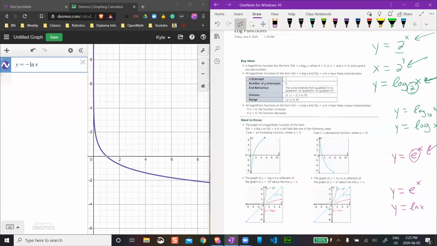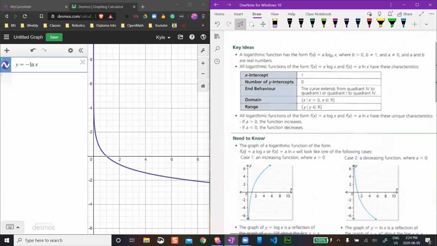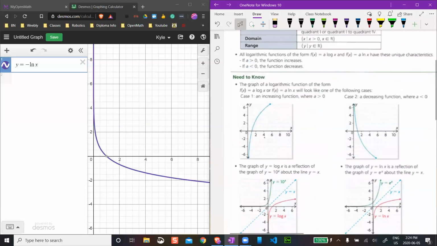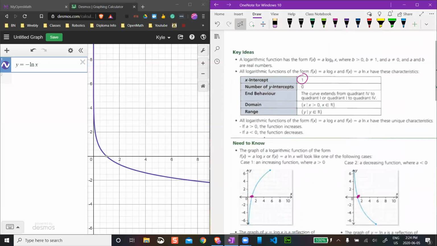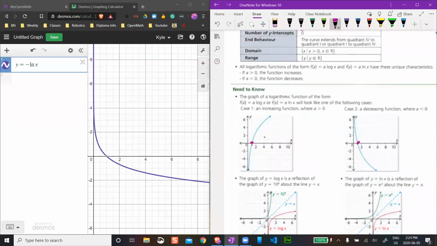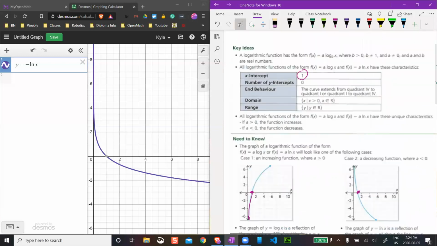So just key ideas here are log graphs, natural log or log base 10. They're always going to have an x-intercept, and they're always going to have one x-intercept, because they're always going to cross either like this or like this. And actually, for our purposes, everything we do in 30-2, it's always going to cross right at 1 every time. Okay. Number of y-intercepts, none. This thing approaches the y-axis. It never gets to it. So it never actually touches that y-axis on either one.